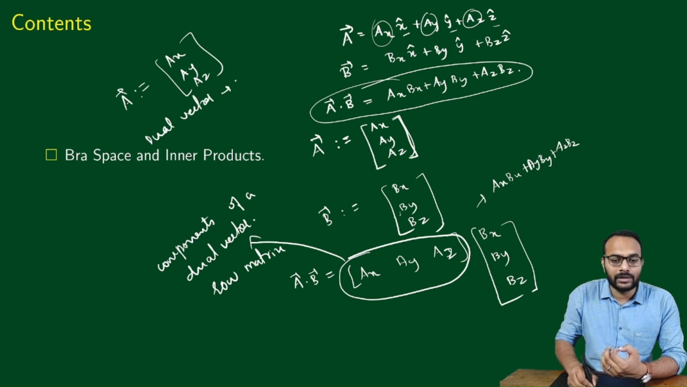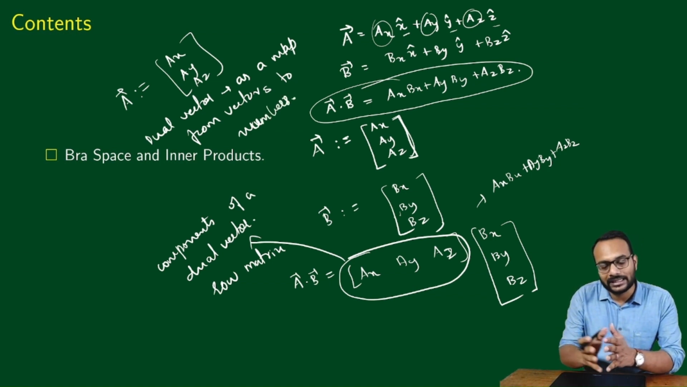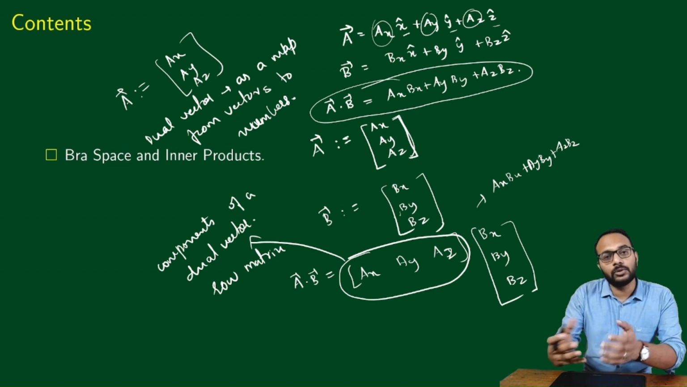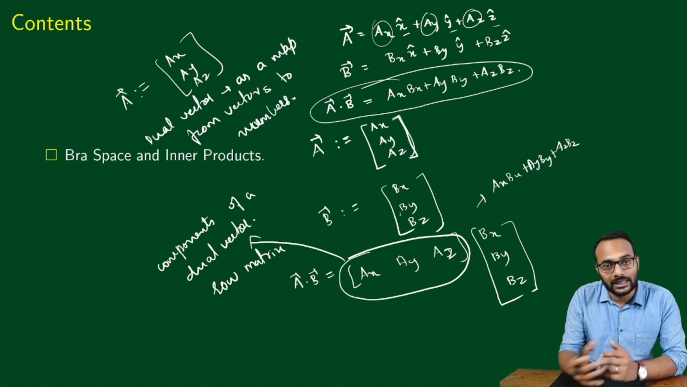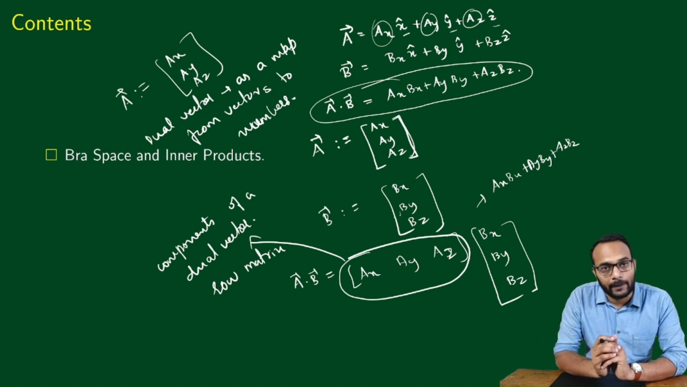You could think of the dual vector as a map from vectors to numbers. Okay, it's a map from vectors to numbers. All right, so we cannot really combine two vectors as such directly. We need to find the corresponding dual space. Only then can we map from the space of vectors to the space of numbers.